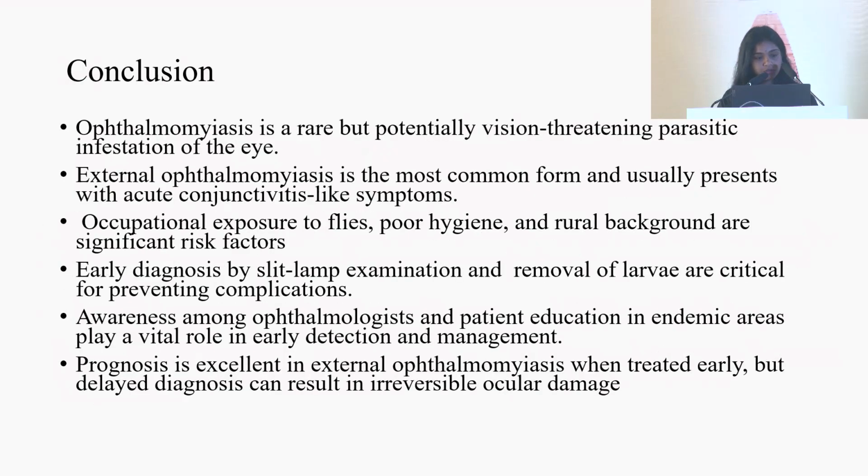Coming to the conclusion, early diagnosis by slit lamp examination and removal of larvae are critical for preventing complications. Awareness among ophthalmologists and patient education in endemic areas play a vital role in early detection and management. Prognosis is excellent in external ophthalmomyiasis when treated early, but delayed diagnosis can result in irreversible ocular damage.